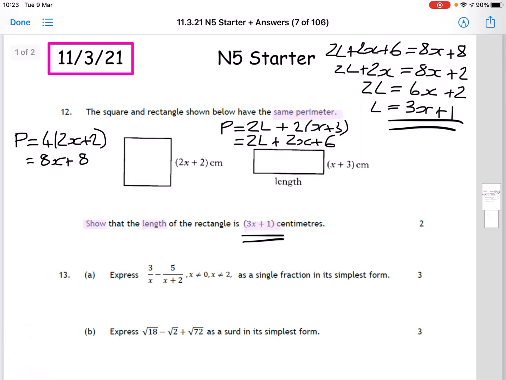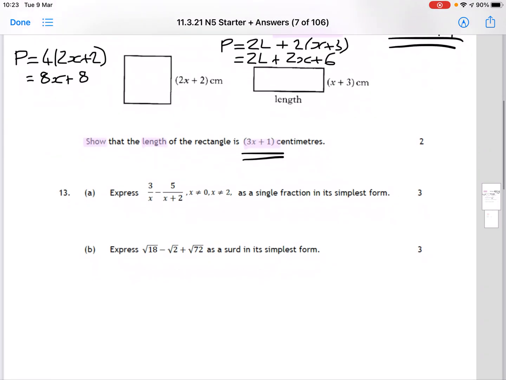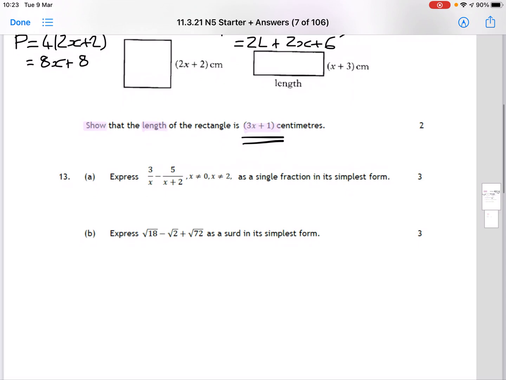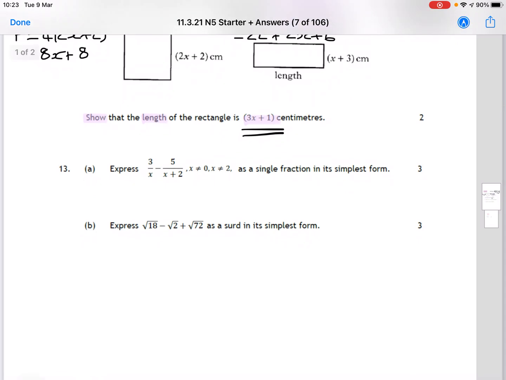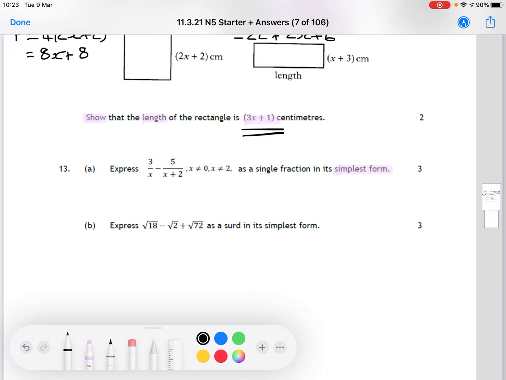Your next question is an algebraic fraction. So here we have 3 over x minus 5 over x plus 2, and we've to express this as a single fraction in its simplest form. Any work with fractions, you always need to make sure your final answer is simplified down as far as you can.